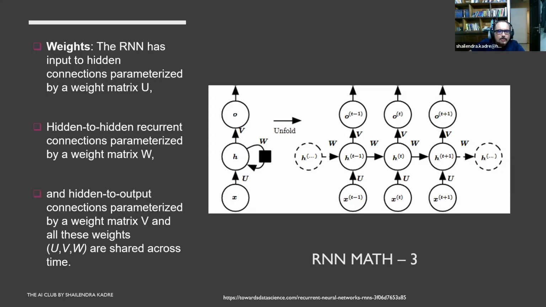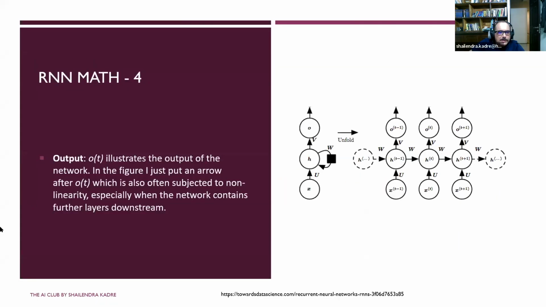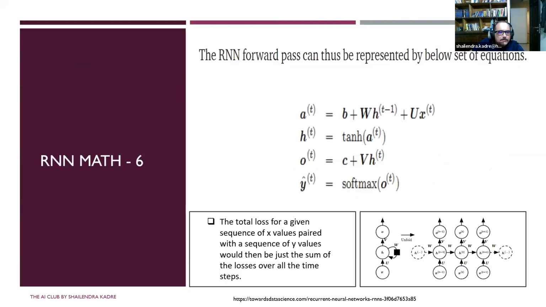So U, V, W, and then I want to see the output, where OT illustrates the output of the network. I want to see the equation of OT if it is written somewhere. Yeah. So see now, these are different notations. The first equation we have understood.